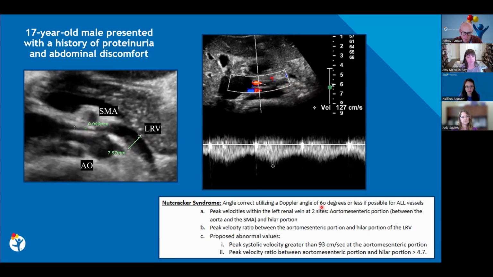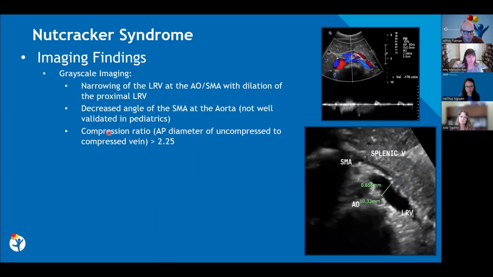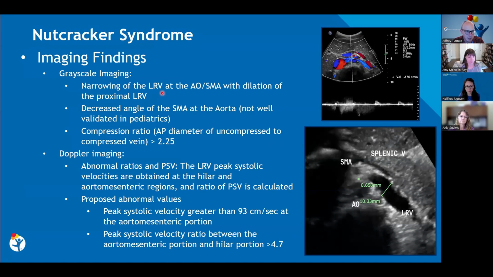So that's what we've decided to use as our diagnostic criteria for this. We use a peak systolic velocity greater than 93 at the aortomesenteric segment. Then if we use the ratio between the more peripheral segment and that aortomesenteric segment, if that's more than 4.7, then we consider that to be positive as well. So just demonstrating these two, on grayscale we can see that narrowing.